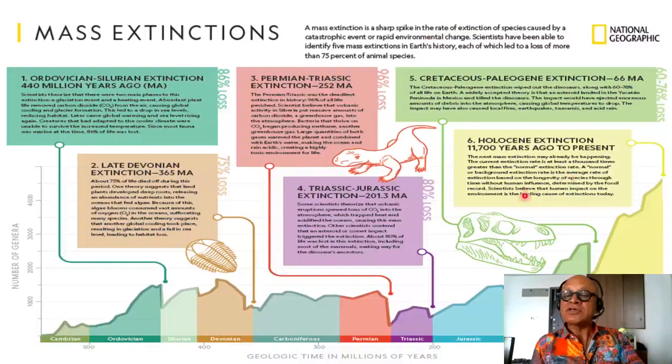A normal or background extinction rate is the average rate of extinction based on the longevity of species through time without human influences. So in a natural system, species change anyway, and we have to figure out a natural rate. Determined by the fossil record, scientists believe that humans' impact on the environment is the leading cause of extinction today.